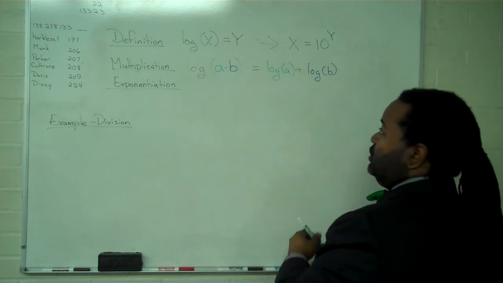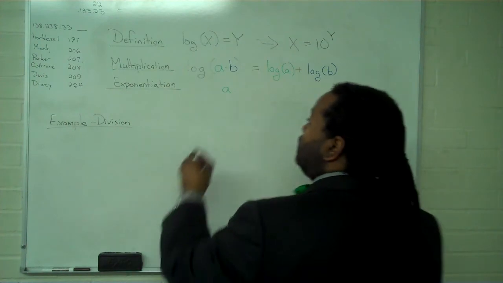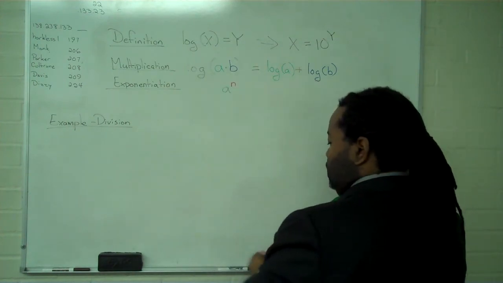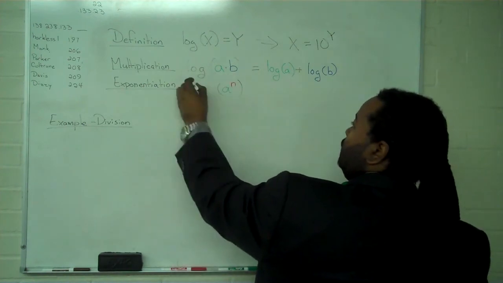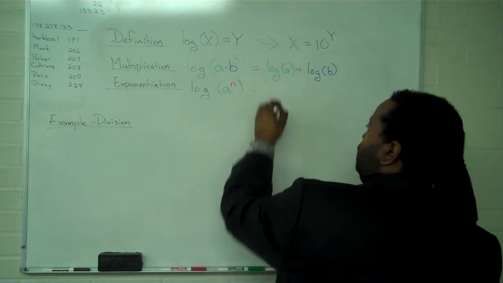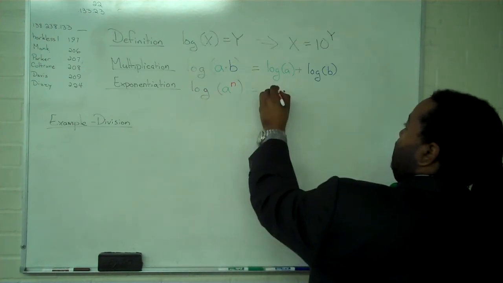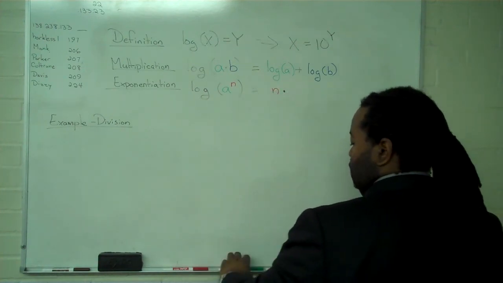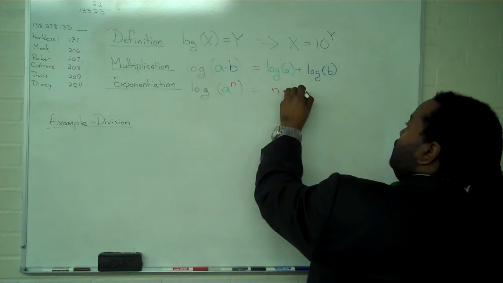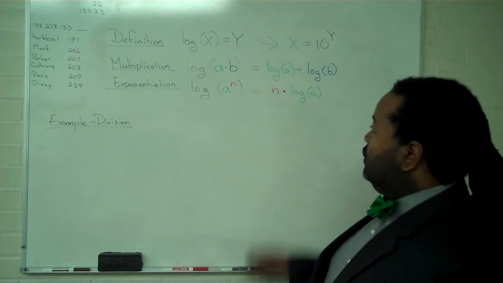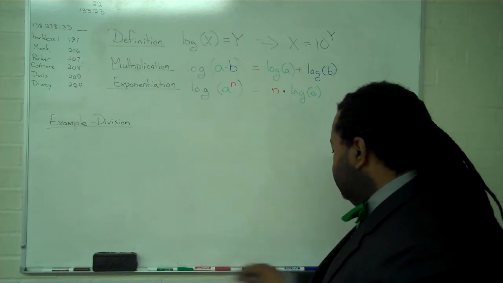The next thing we'll do is we'll take some number a and we'll raise that to some power n. So if we want to take the logarithm of a raised to the n, then the rule for handling the exponent requires that we do a multiplication. In this case, we will multiply by the exponent, and the number that we're going to take the logarithm of is just a. So with these two rules, we can do an example that involves division.